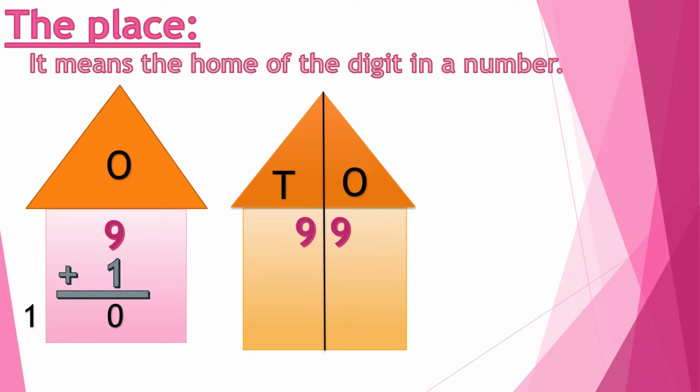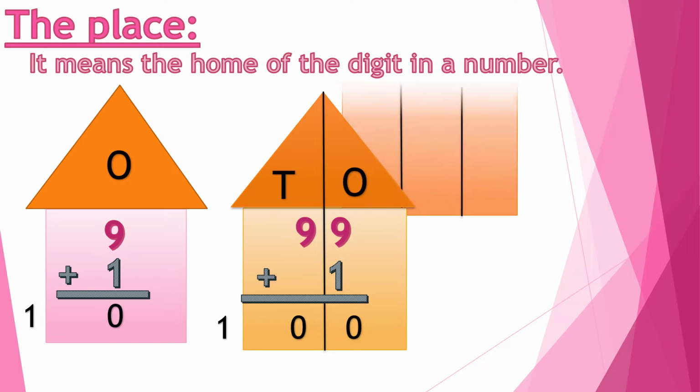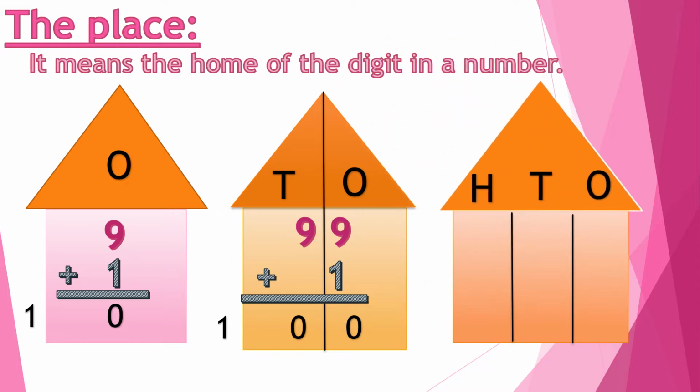If we added 1, it became 100. Oh, our home became very small. It's a 3-digit number, so we need another home. This home will have 3 rooms. We can call them 3 places: ones, tens, hundreds. The greatest number I can put inside it is 999.